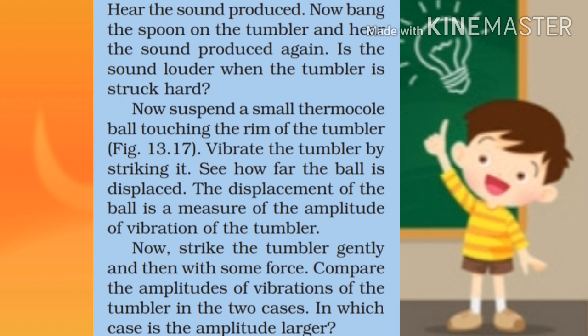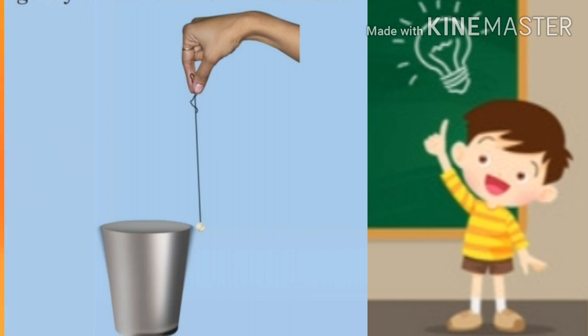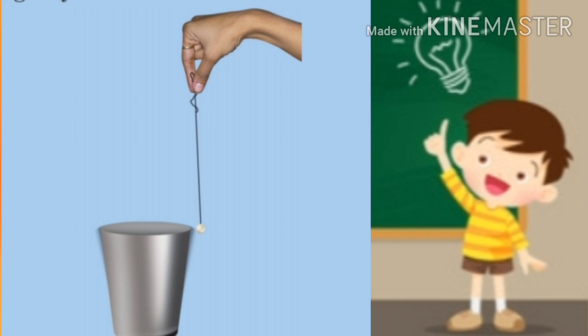Right. Now suspend a small thermocol ball touching the rim of the tumbler, as shown in figure 9.17. Then vibrate the tumbler by striking it. See how far the ball is displaced. The displacement of the ball is a measure of the amplitude of the vibrations of the tumbler. Now strike the tumbler gently and then a little harder. Compare the amplitudes of vibrations of the tumbler in the two cases.